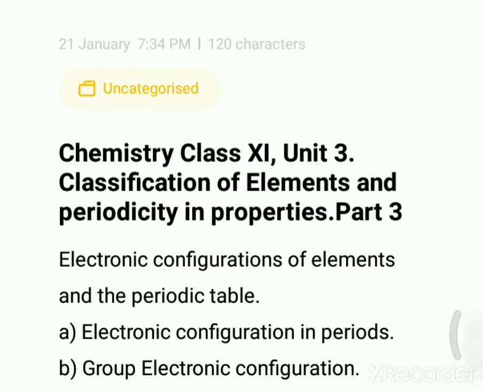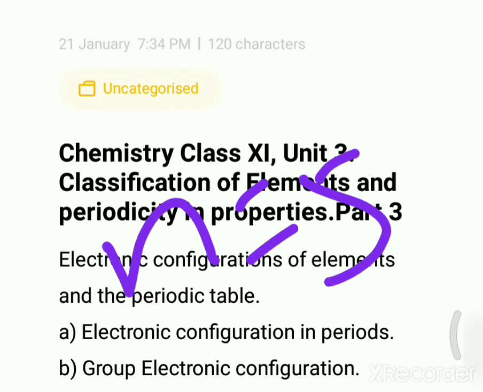The next we will go for the fifth period. The fifth period is filled with n equal to 5. This begins with rubidium, similar to the fourth period, and contains the 4d transition series starting at yttrium. Yttrium's atomic number is 39.